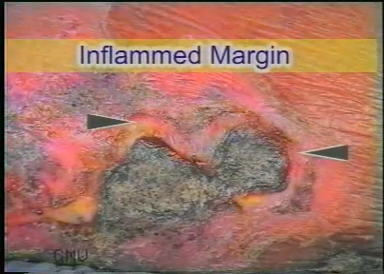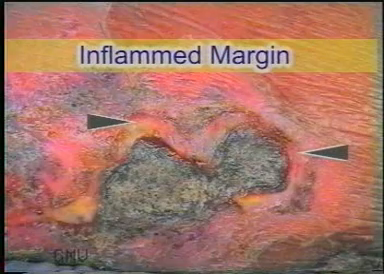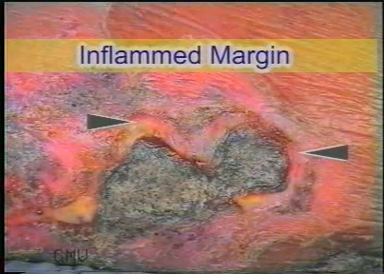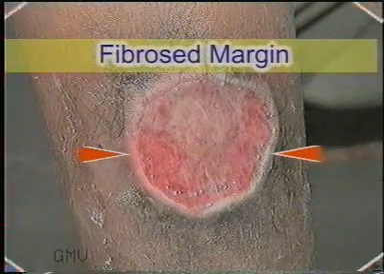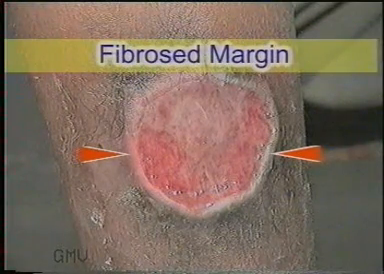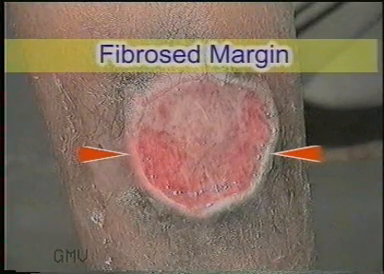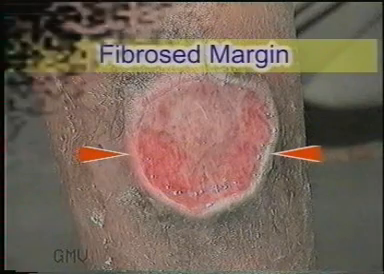A spreading ulcer shows a red, inflamed, and irregular margin with inflamed surrounding skin. A chronic non-healing ulcer shows marked fibrosis with thickened white skin margins without the blue line of growing epithelium.